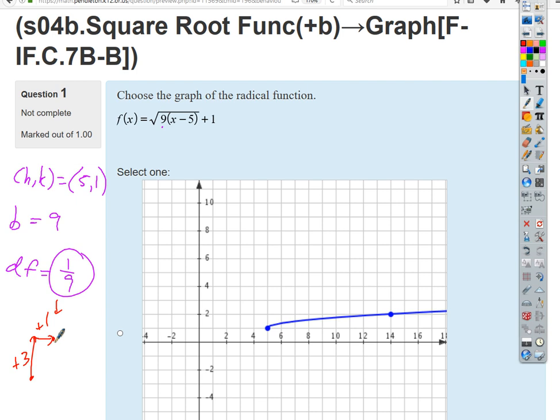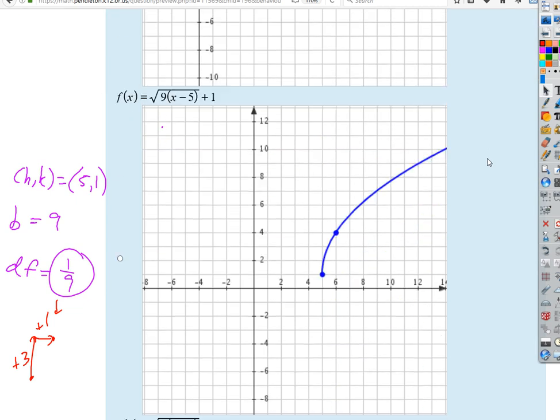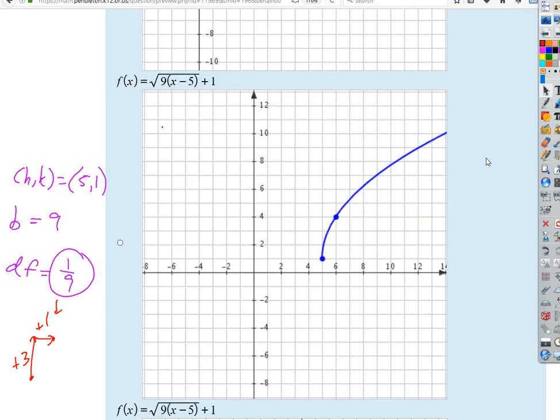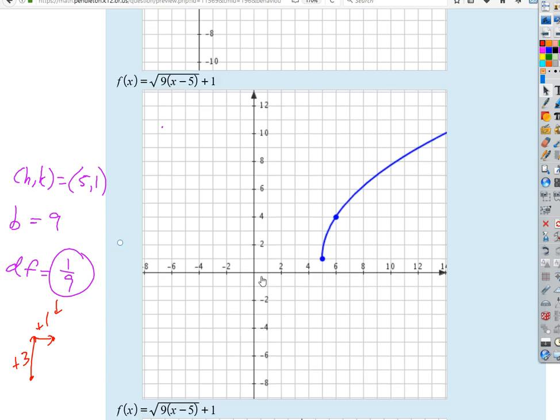Okay, so let's go find this one then. You guys tell me, as a group, when we get to this one. Was it that one? It's that one, isn't it? Yeah. Right? Because the vertex is at 5, 1, and then it goes up 3 over 1. Instead of going up 3 over 9, we go up 3 over 1.